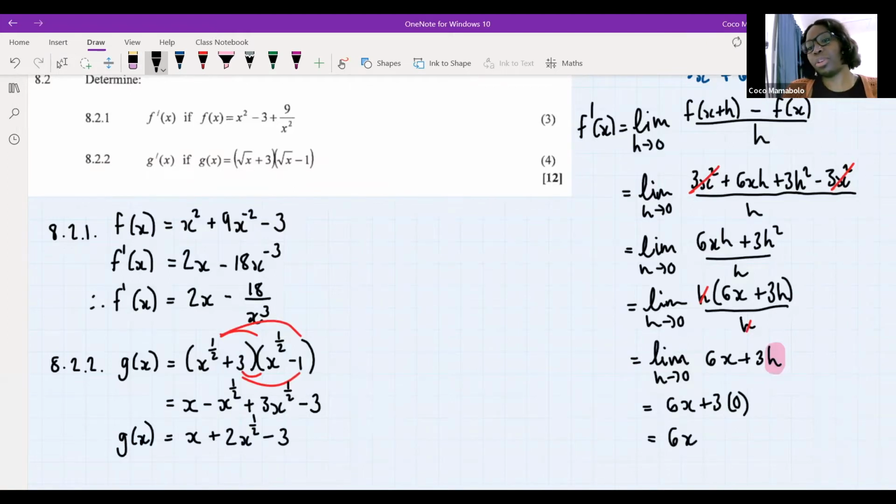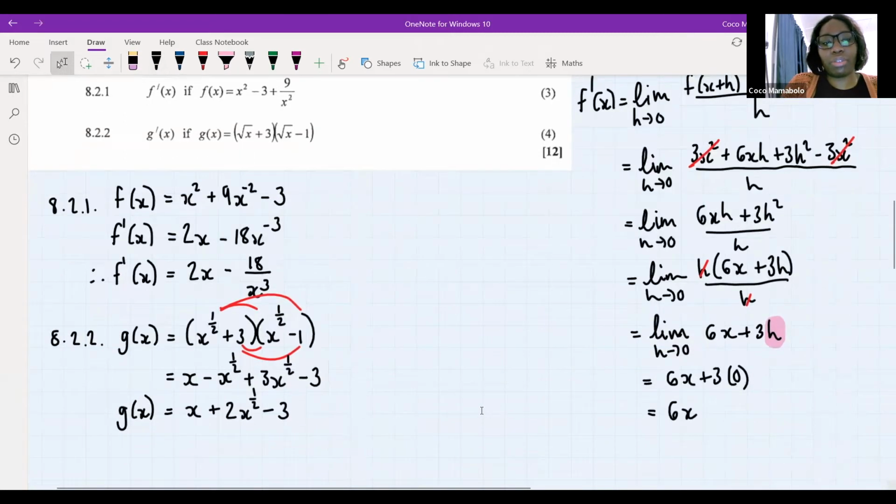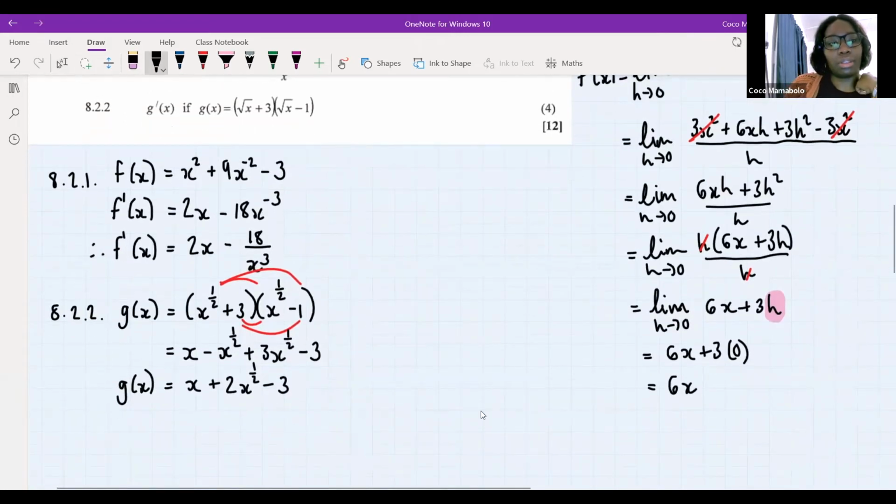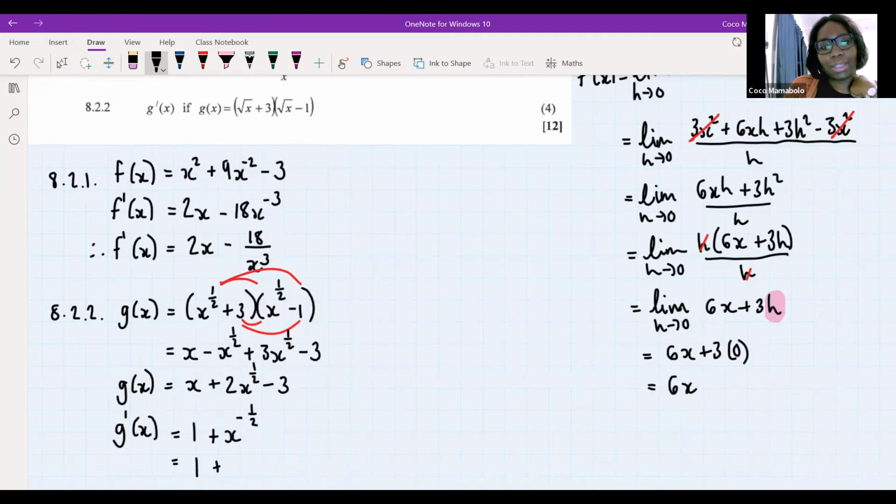And that's nice for me because now I can find the derivative of g of x. So the derivative of g of x is equal to, that's just 1, plus x to the power of negative 1 over 2. And that's a constant, so that will fall away. And I can rewrite this as 1 plus 1 over x to the power of a half.